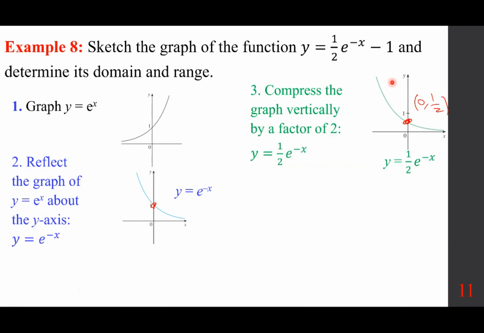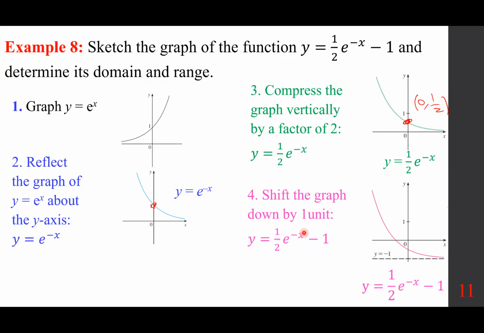And so minus 1. So this function minus 1 is going to go down. It's going to go down by 1 unit. So shift the graph down by 1 unit to get to this. And so what happens is that now this point, there's a different color. Now this point has shifted here, with coordinates (0, negative 1/2).